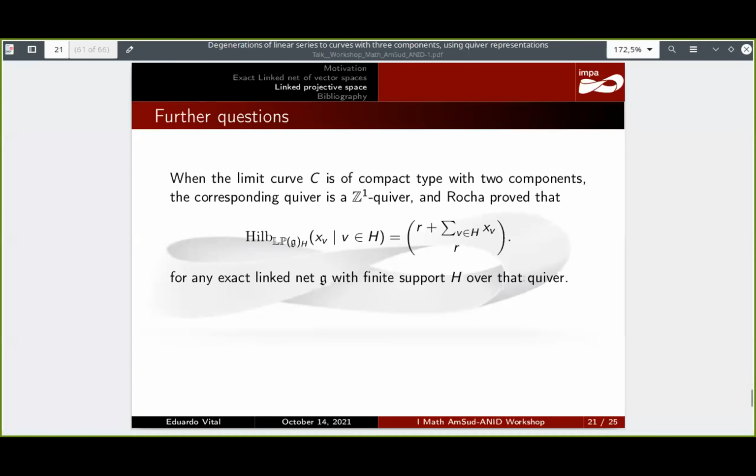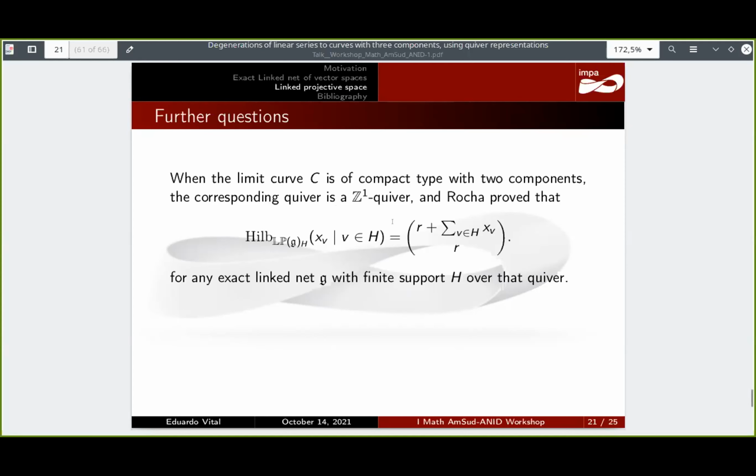Right? Now we talk a little about further questions. When the limit curve C is of compact type with 2 components, the corresponding quiver is a Z1 quiver. And Daniel Rocha proved that the multivariate Hilbert polynomial of LPGH is equal to the multivariate Hilbert polynomial of the diagonal scheme inside the product of projective spaces, for any exactly linked net G with finite support on H, all right? But here in a Z1 quiver.